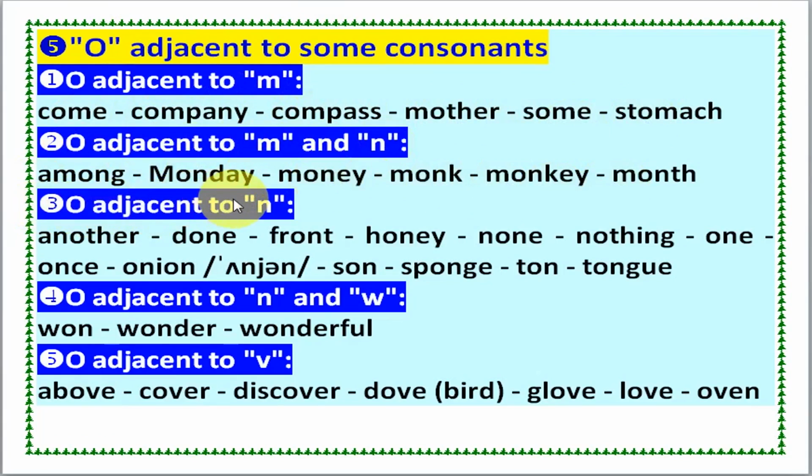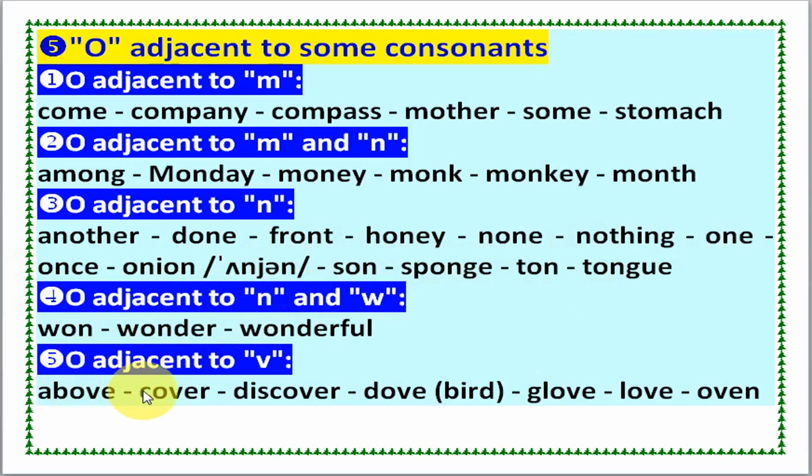O adjacent to N: another, done, front, honey, none, nothing, one, once, onion, son, sponge, ton, tongue. O adjacent to N and W: one, wonder, wonderful.